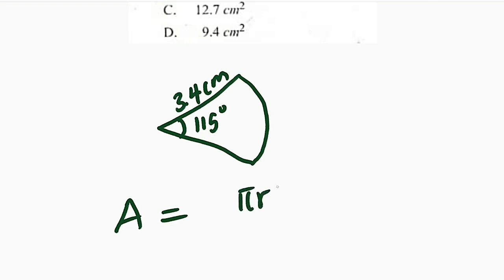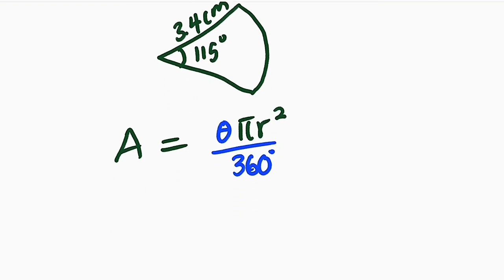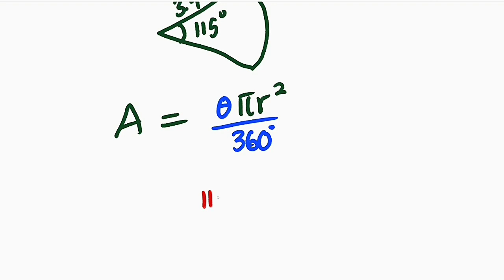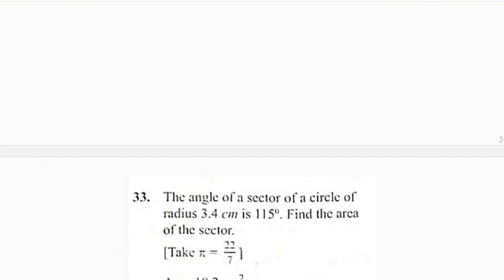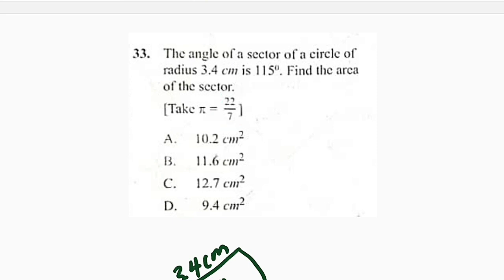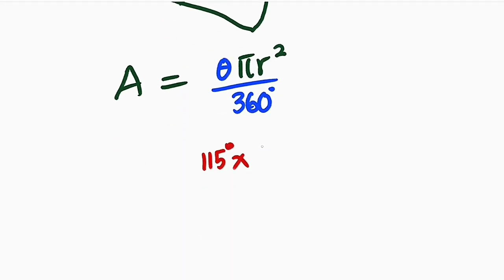Pi r squared. But since this is a portion of a circle, you have to take that angle subtended by that sector out of the total angle of a circle, which is 360 degrees. And hence we have an area of a sector. Now let us substitute everything here. The angle subtended is 115 degrees multiplied by pi. They say we should use pi as 22 divided by 7. So you can write 22 to the top and write 7 to the bottom.